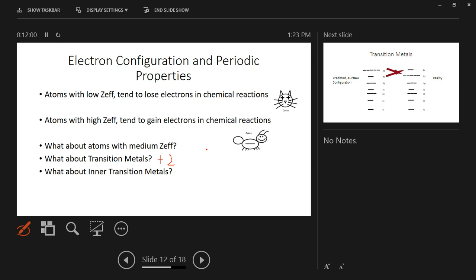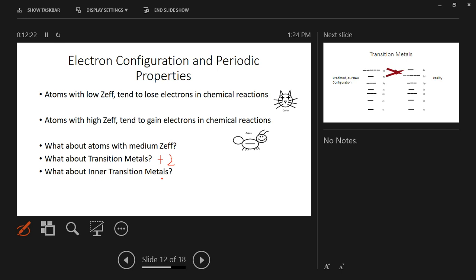And it varies as you go from left to right through the transition metals, but they're effectively +2. And we'll talk a little bit about why that is. And the inner transition metals are the same way, because the electrons that you're filling in the inner transition metals are the f orbitals. That's the lanthanide and actinide series.